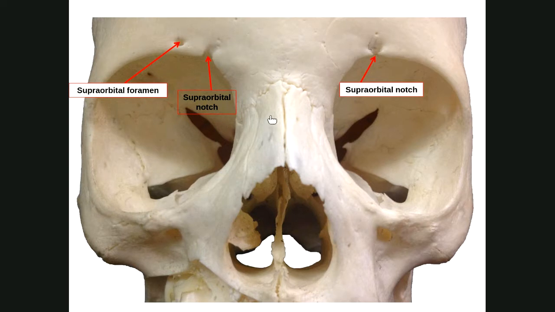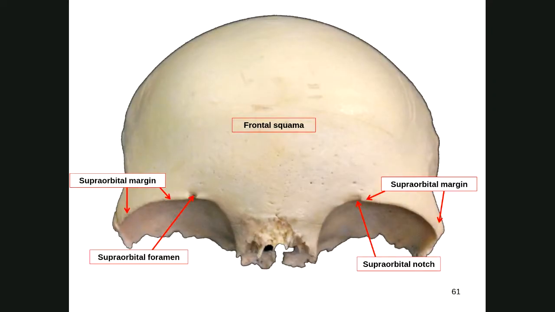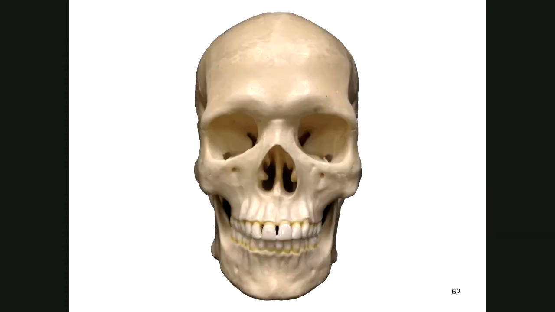Do you folks know what bone this is here? Nasal, right on. Good. So you can see here, again, this is incorrect. Not the supraorbital foramen. That's the supraorbital notch over there.